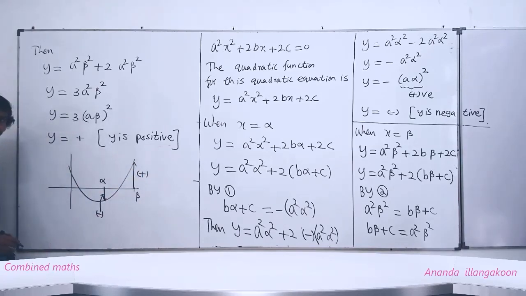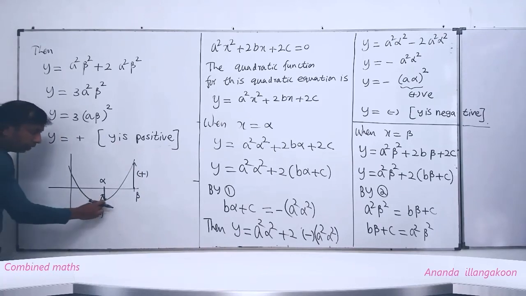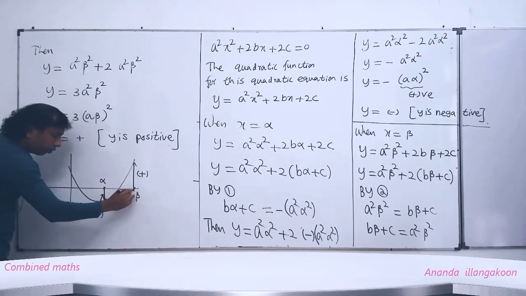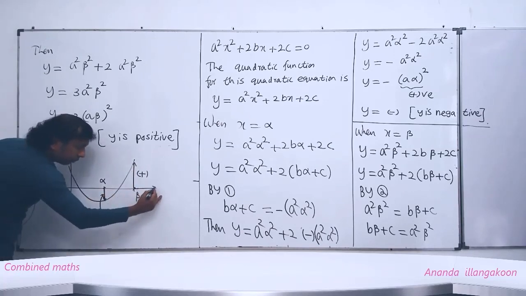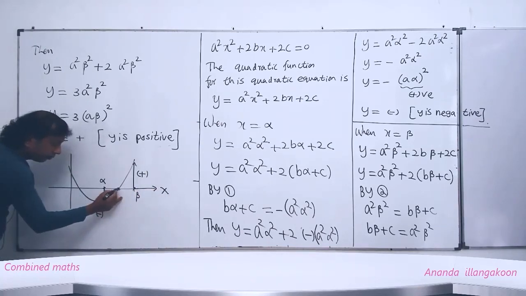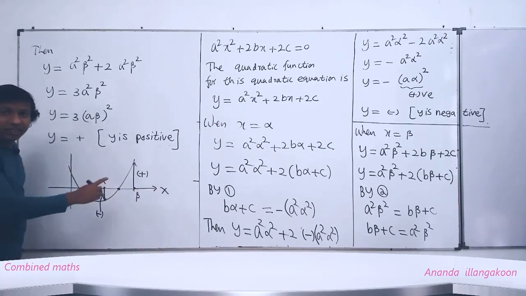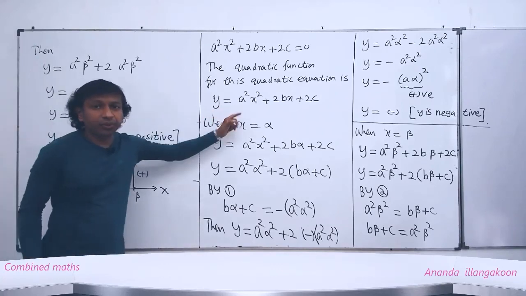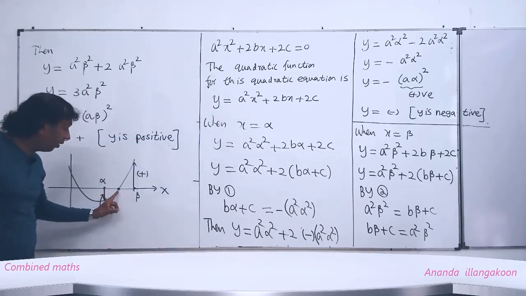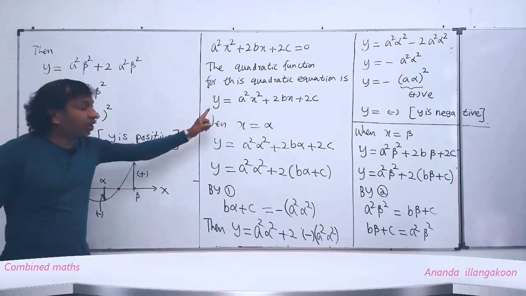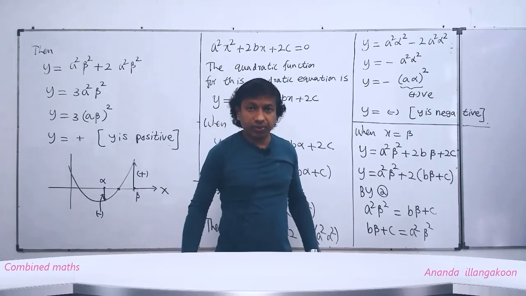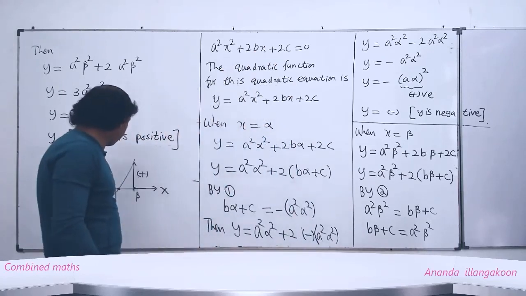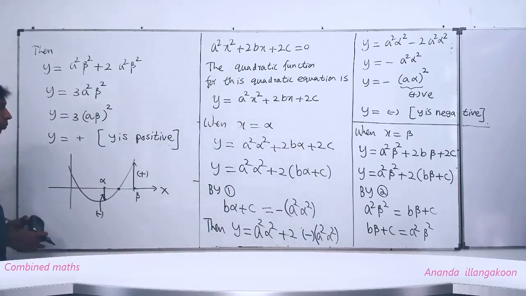Then the graph is increasing from negative to positive. At x equals alpha negative, at x equals beta positive. Then in between those two, you can see the graph cuts the x-axis. Therefore, definitely the graph has a root between alpha and beta. If the graph has the root, definitely, people, the quadratic equation should have the same root. Understand? Then you can write. Just draw this diagram.